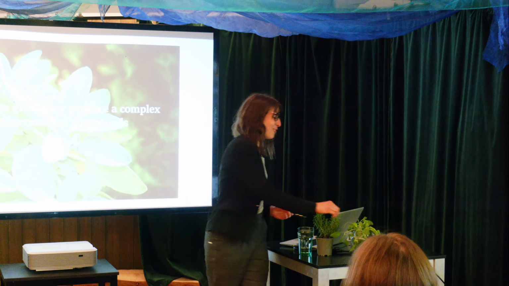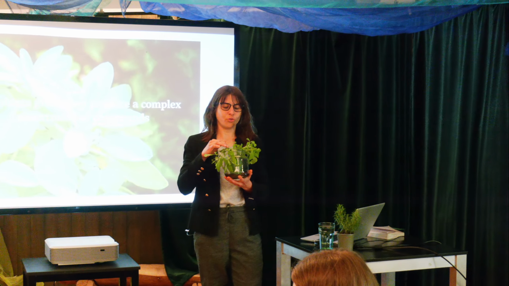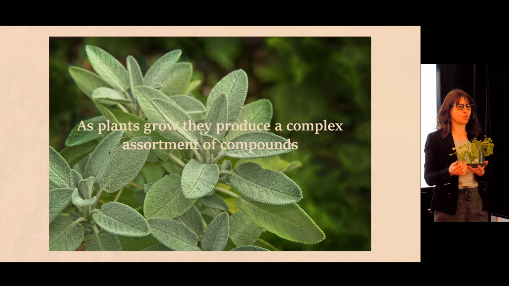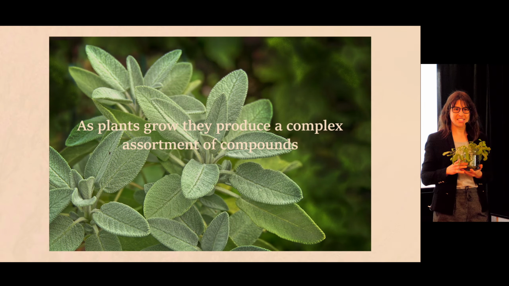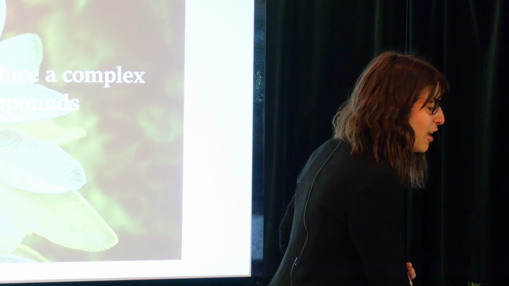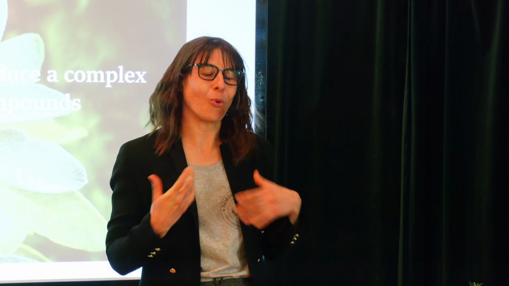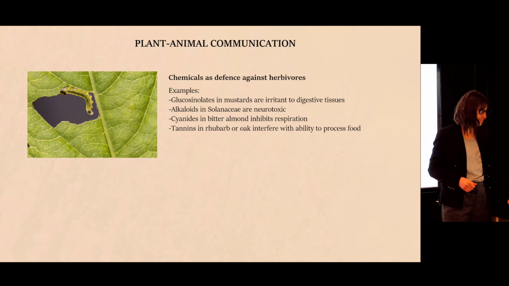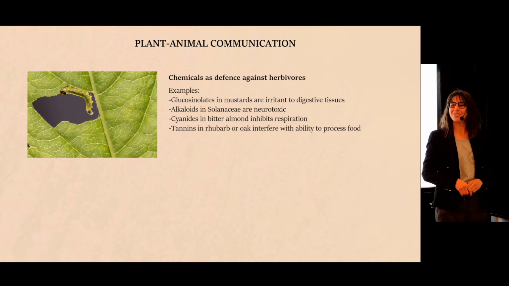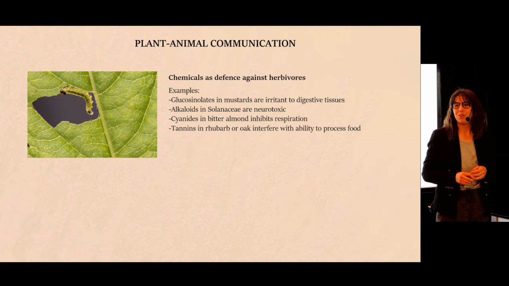And these plants release chemicals on the leaves, but also on the stem, the root, and later on the flower, the fruit, and the seeds. These chemicals play important ecological roles for plants. So first, these chemicals mediate interactions between plants and animals.